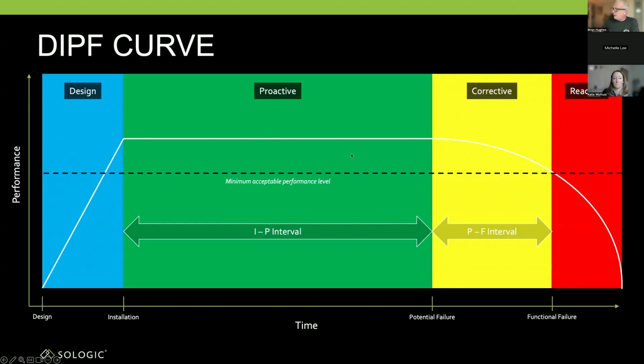Okay. So what do you think, Katie? Does that make sense? The graph? Yeah, so far, so good.